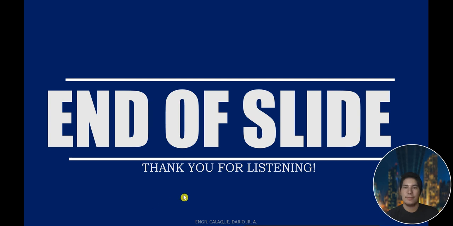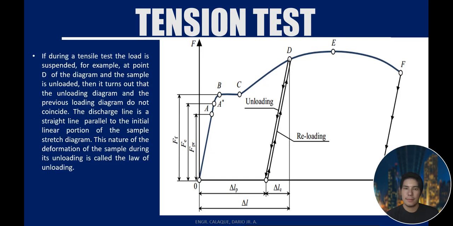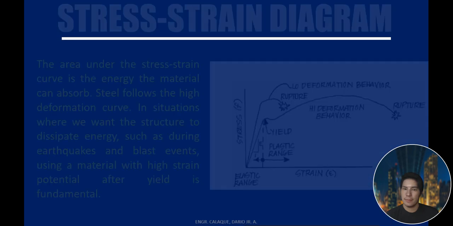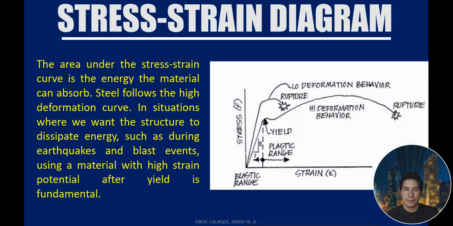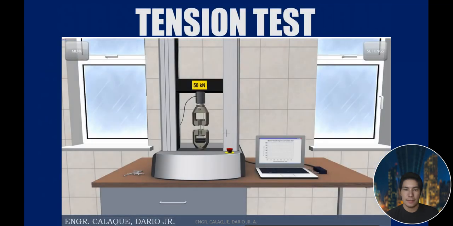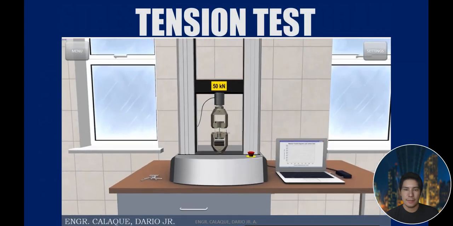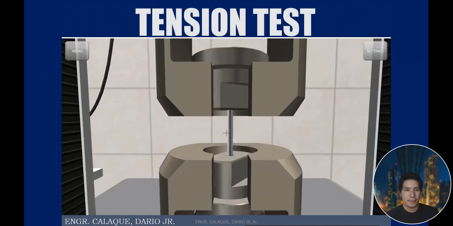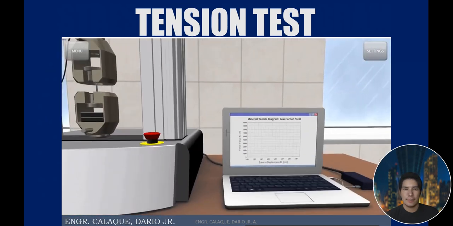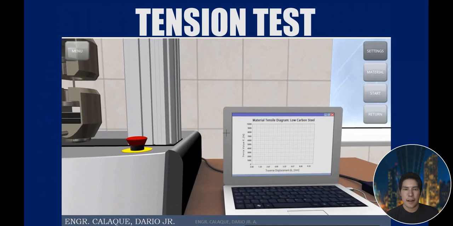Okay? So, yun yung ibig sabihin ng stress strain diagram natin. So, ito yung tension test na ginagawa natin sa material natin. Okay, so let's watch it once more. Ayan. Para makita natin ulit yung diagram tsaka yung how the material reacts.